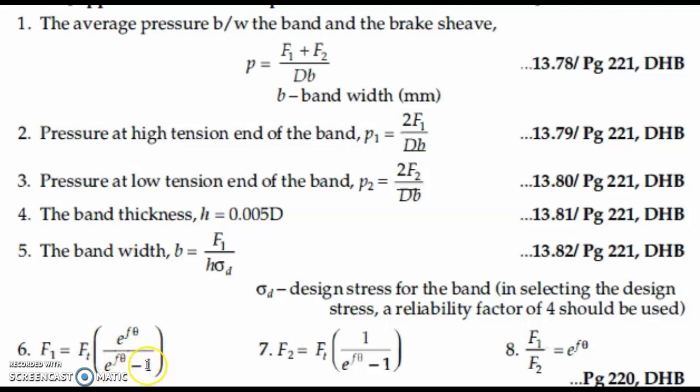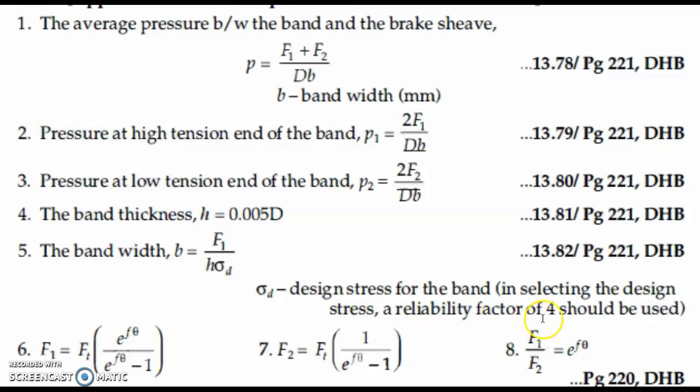This equation is given in our data book page number 267, equation number 13.18C. Similarly F2, that is the low tension side, F2 is equal to Ft into 1 divided by e raised to mu theta, or e raised to f theta minus 1. That is equation number 13.18D and page number 267.